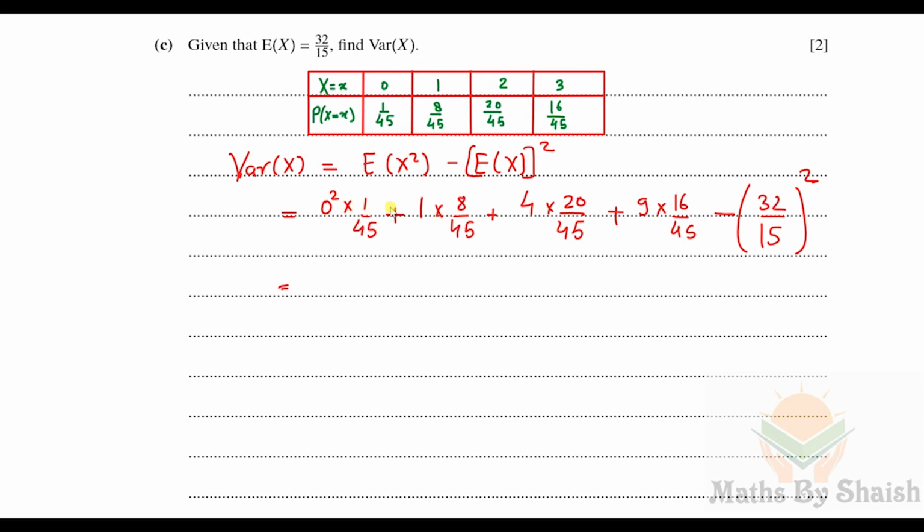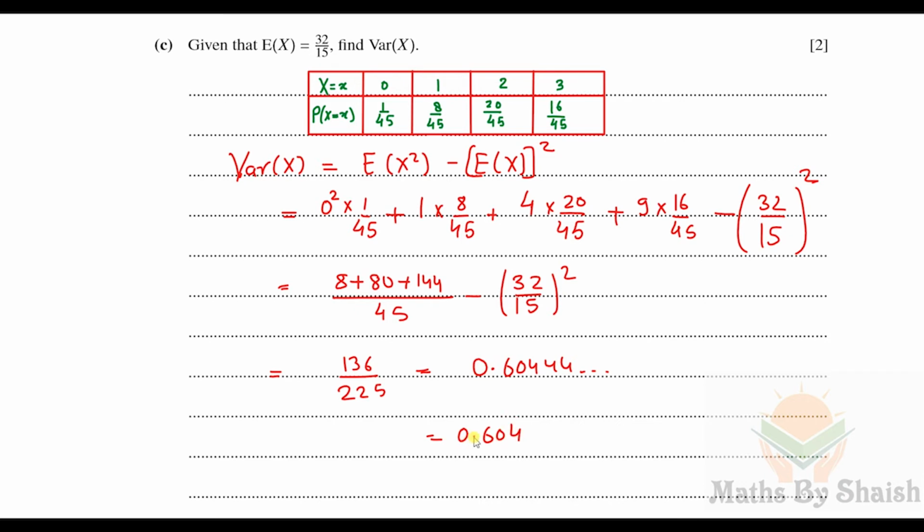1 from here, 0 from here, 8 and 80, and here it is 69 over 144. So it becomes (8 plus 80 plus 144) whole upon (45 minus 32 over 15) whole square. Now we will calculate. This value altogether is 136 over 225, or in decimal we can write it as 0.60444 and so on. That is of course 0.604 only. So that's the answer.